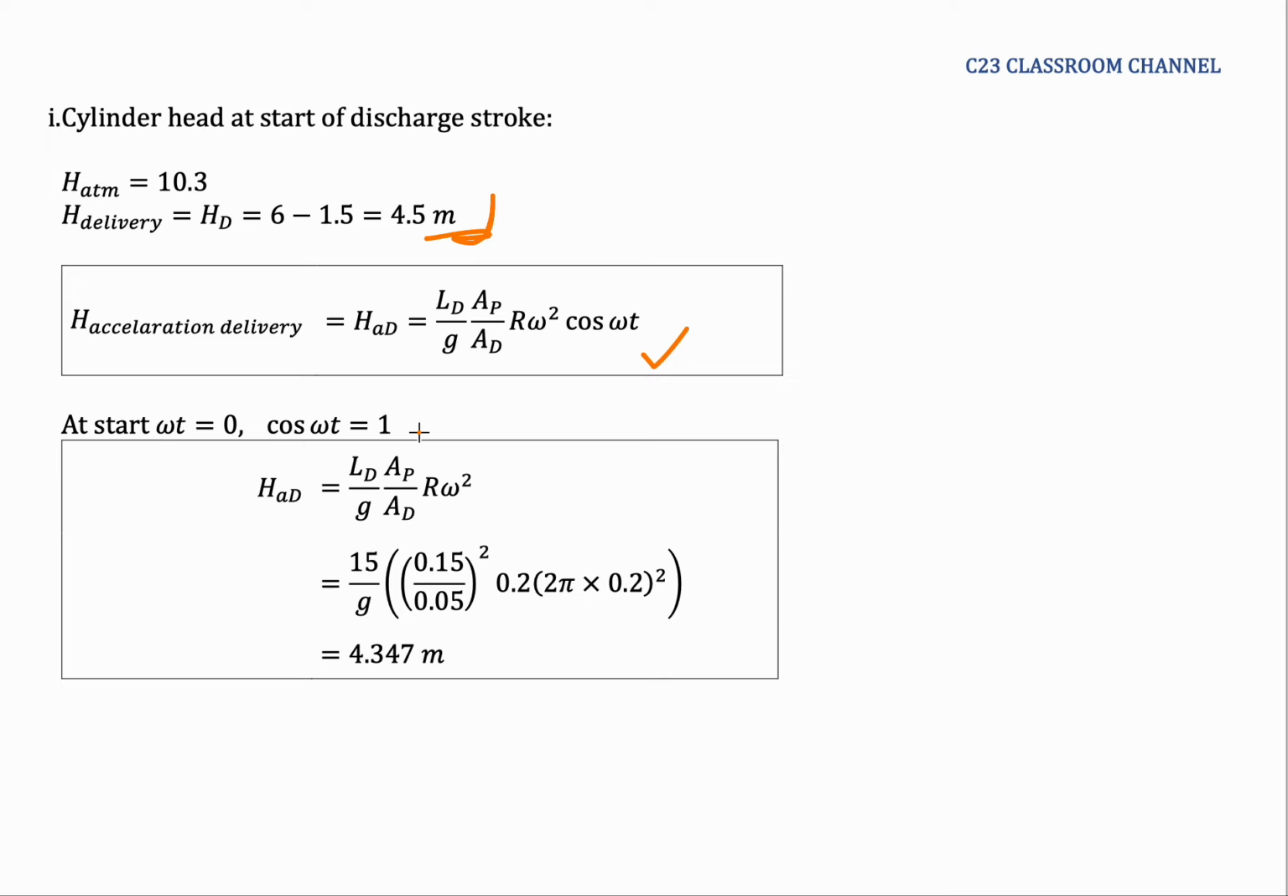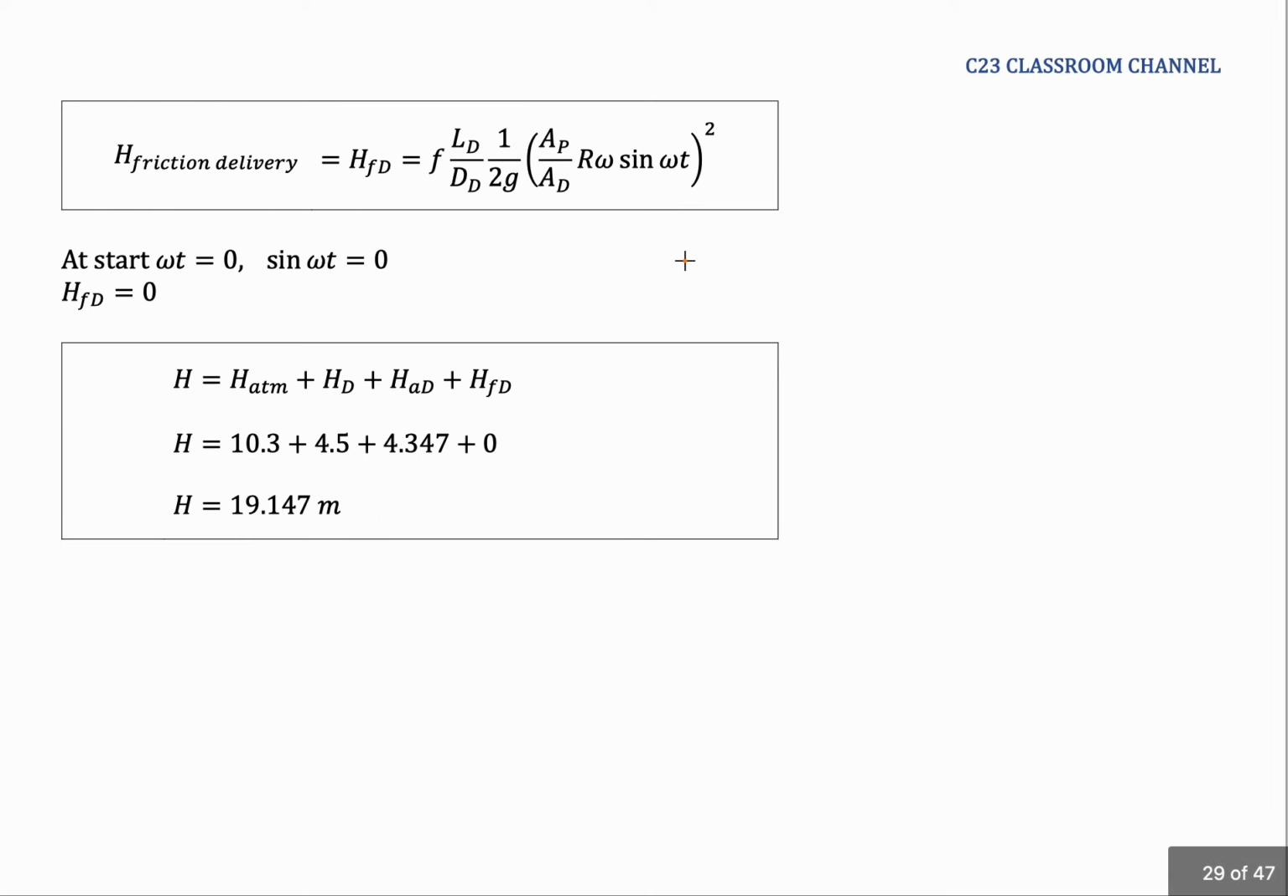Okay, you just imagine the piston is moving from the right to the left. So we assume the angle starts at 0 degrees. And then we could calculate as this one. So we get the acceleration head for delivery as 4.347. Then we need to calculate the friction. We substitute all the values, and we get it is equal to 0.